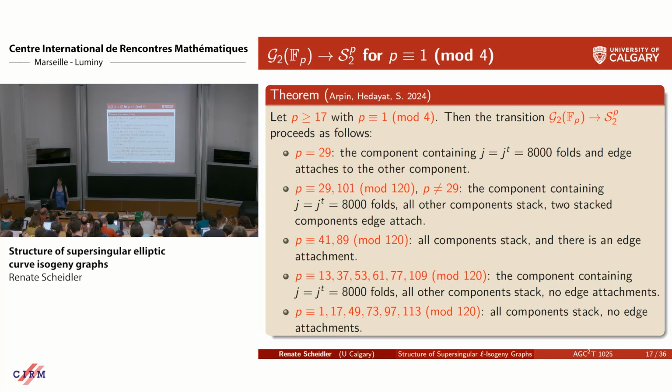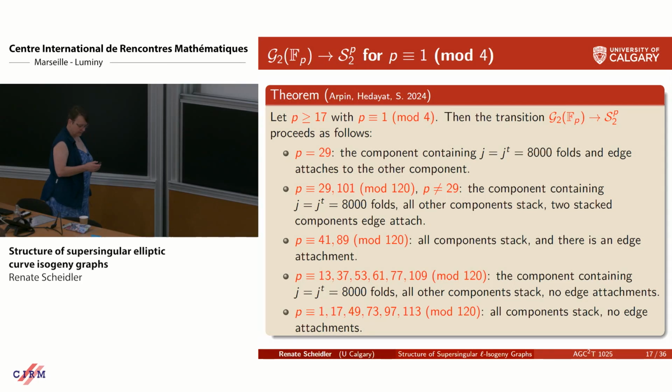This is the first half of our theorem. This is the case P congruent to 1 modulo 4. I'm assuming that P is at least 17. For the small primes, you can just draw these things. It's small enough that you can figure out by hand what they look like. And so when you transition from the FP graph into the big FP bar graph to become the spine, here's what happens. P equals 29 is a little bit special.